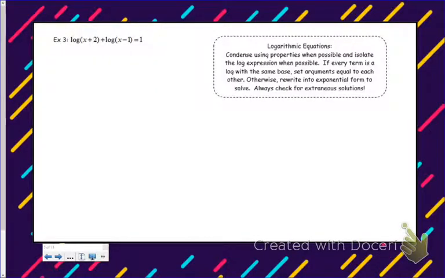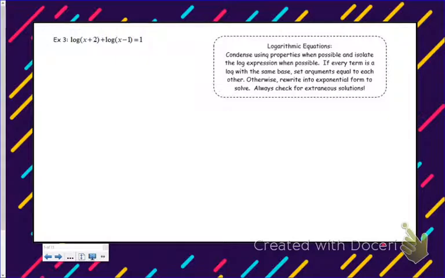All right, so the information in the box is what we just talked about. Again, just kind of some strategies here. Condense when possible. If there are logs on both sides and they have the same base, then you can set the arguments equal to each other. All right, if that's not the case, then you're going to want to rewrite it in exponential form. Then that last piece of information there, always check for extraneous solutions. This has come up in our last 2 types of functions we've been solving. It's going to come back up here again.